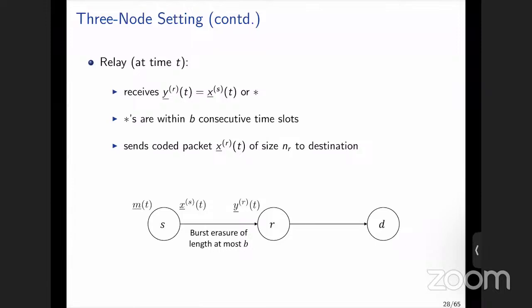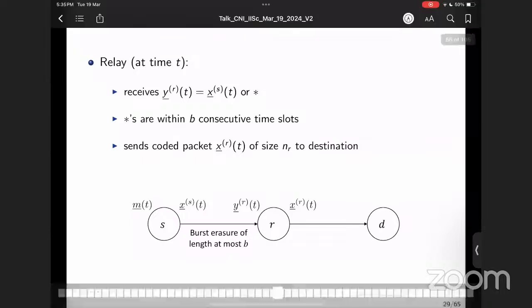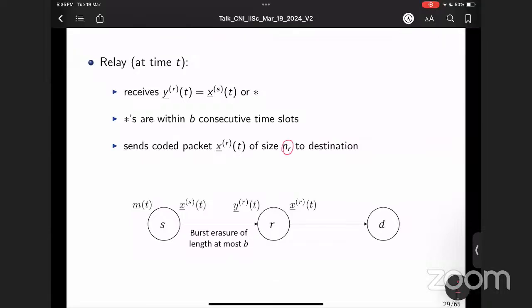And what does the relay do? The relay will take all these YRTs and produce coded packets on its own. It will do some computations. Recall that the relay can do computations. The relay will do some computations on top of the received packets YRT, and then produce another coded packet, which is XR of T. The size of XR of T is NR. Recall that the size of the coded packet produced by the source was NS, and the coded packet produced by the relay will be of size NR.